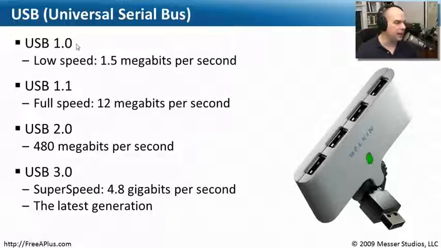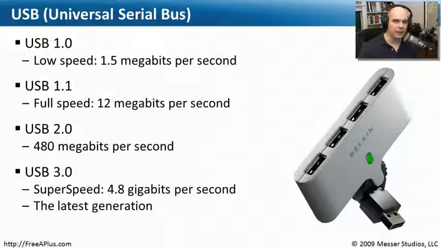One of the original kind, USB 1.0, was a very low speed interface that ran at 1.5 megabits per second. You really don't see that very much on the newer systems. In fact, it didn't last very long until USB 1.1 was out. We call that full speed USB, and it runs at 12 megabits per second.